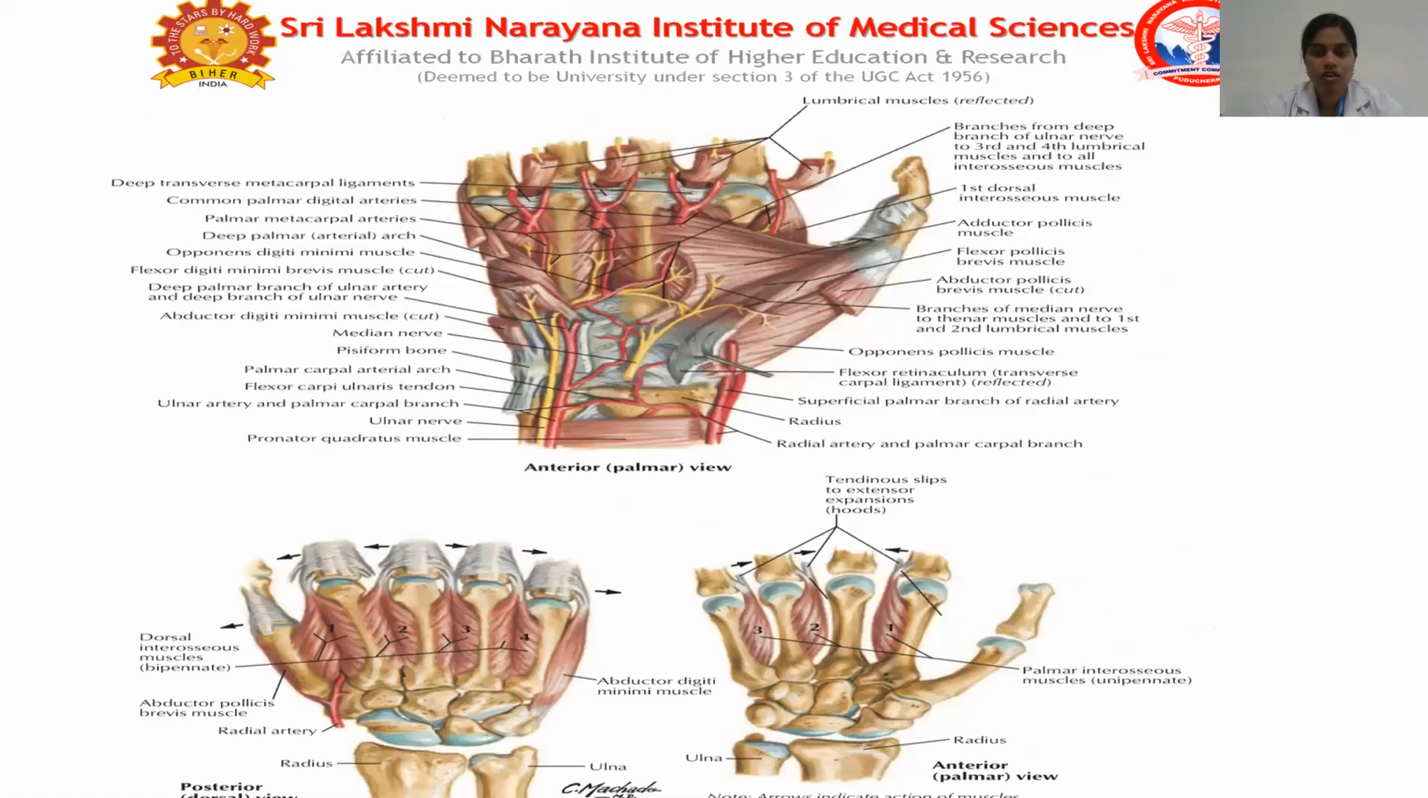So these are the different pictures which are showing the anatomy of the hand and the intrinsic muscles of the hand. You can see there is a dorsal view of the hand which is showing the dorsal interossei, which are bipennate in origin, and the palmar view which is showing the palmar interossei, which are unipennate.